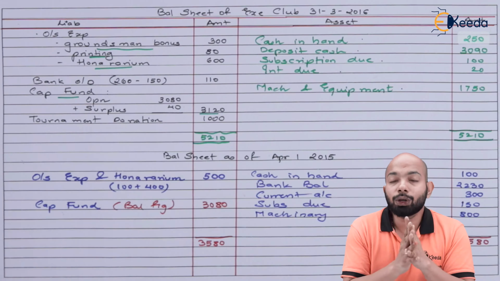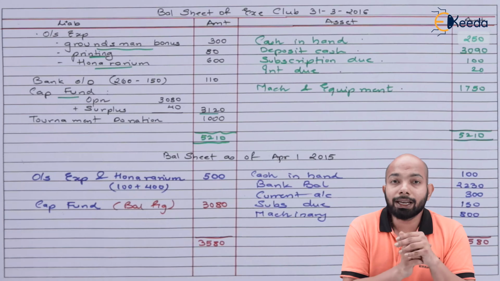I hope this example gave you clarity about the basic details of the income and expenditure account.